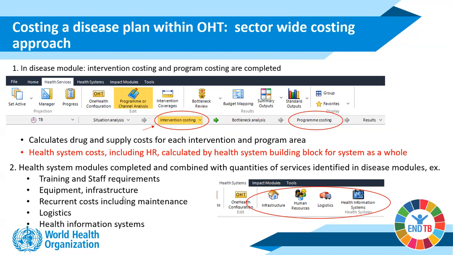In order to complete this type of costing, you would fill out both the TB program information as well as the relevant health system interventions. So that would include training and staff requirements, equipment, recurrent costs, logistics, and health information systems.